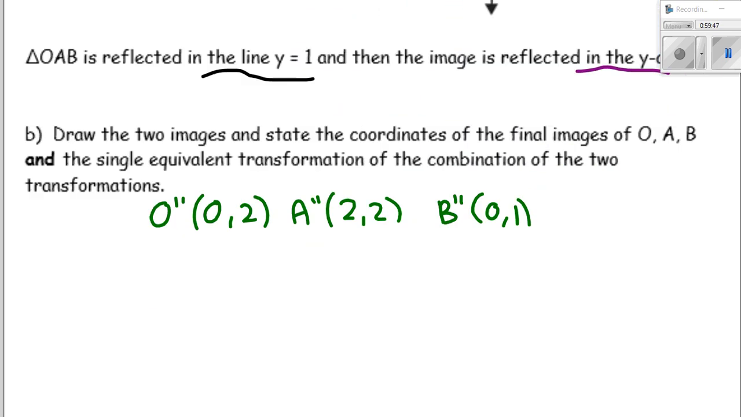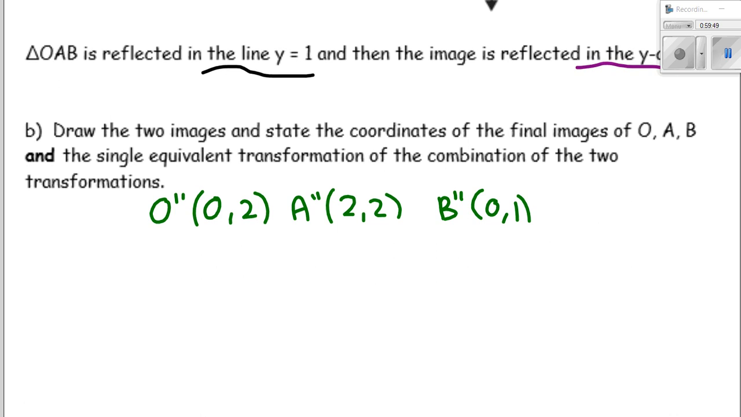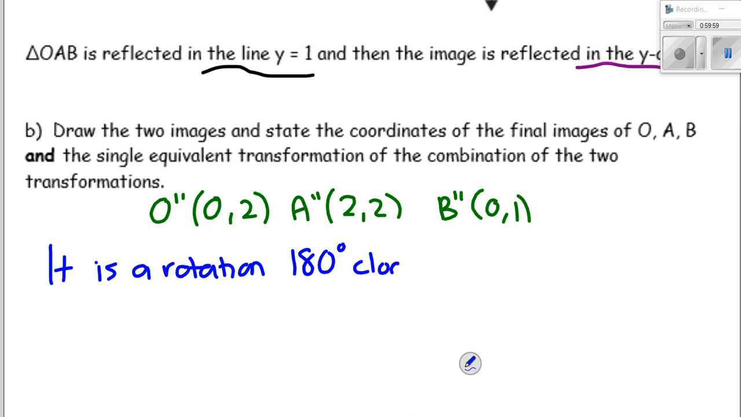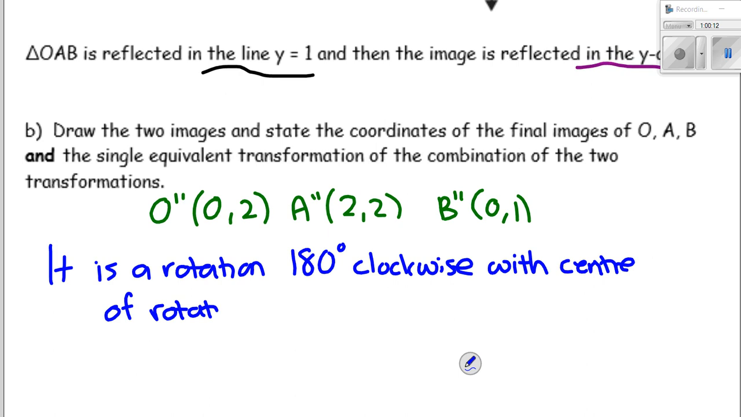So let's say what it would be. It is rotation, 180 degrees clockwise, with center of rotation, or you might just say about. Notice my spelling of center is the English Australian way. If you're from the US or Canada, you might want to spell it S-E-N-T-E-R. Center of rotation was not the origin, it was 0, 1.